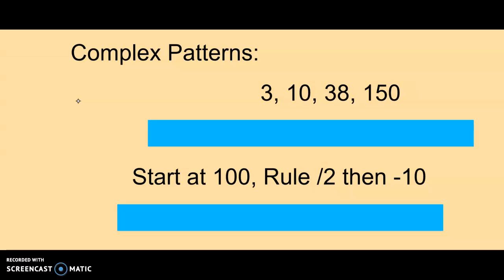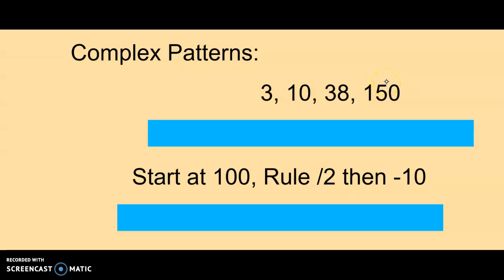Okay, so when I look at this pattern, my first term is 3, and then I jump to 10, and then 38, and then 150. So looking at this, I'm going from small to big, so I think it's either adding or multiplying. So if I try addition, 3 plus 7 is 10, but 10 plus 7 is not 38, and 38 plus 7 is definitely not 150.